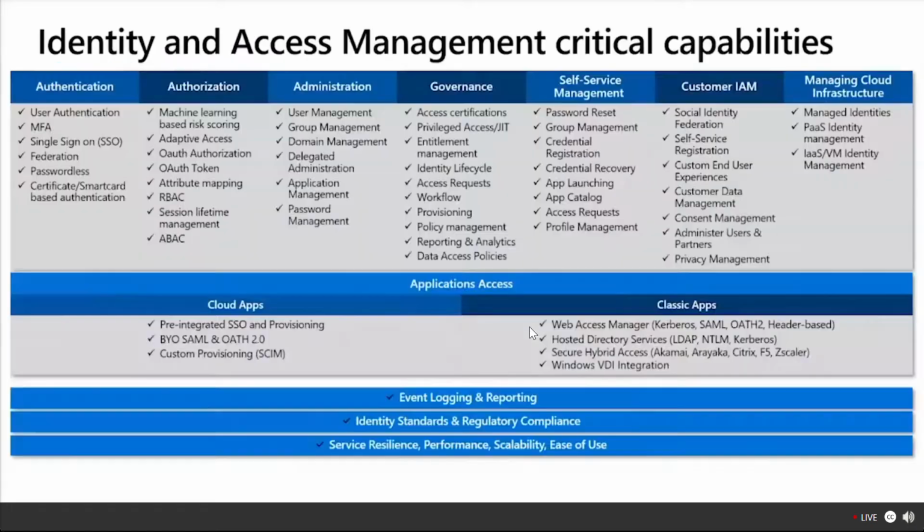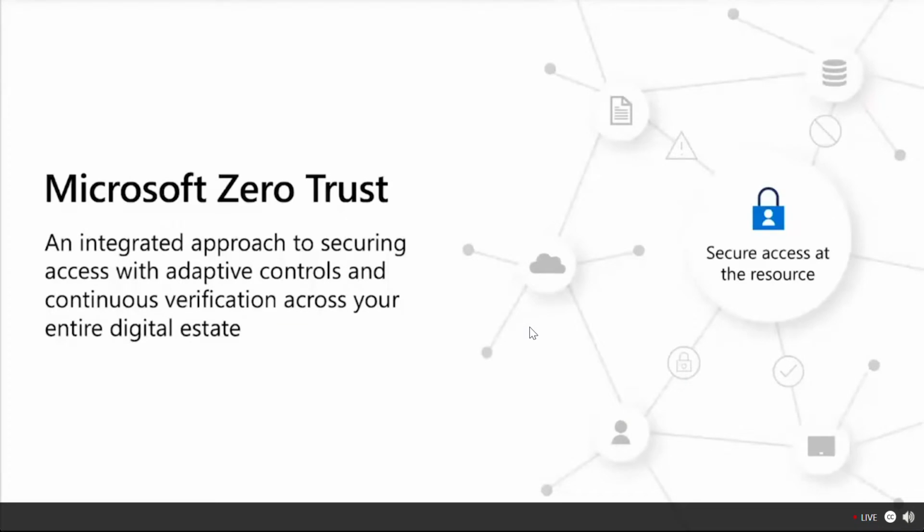Now, this is an entire map of all the capabilities that are needed for an effective identity and access management in the cloud era. We've actually been working on this map with analyst firms and customers to ensure that we don't miss anything important. Microsoft's commitment is to deliver one simple, integrated, and complete identity solution for all your needs. This includes application access, event logging and reporting, service resilience, performance, scalability, and ease of use. So, how does Zero Trust employ these principles?